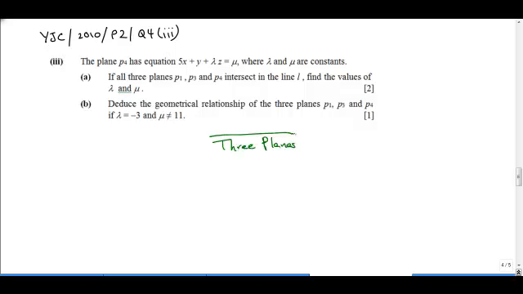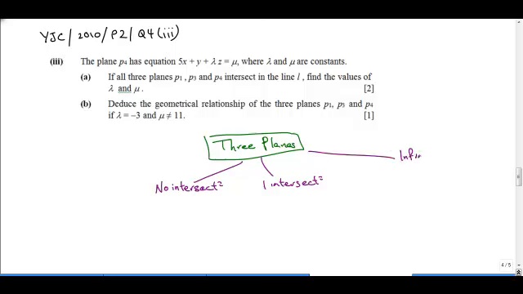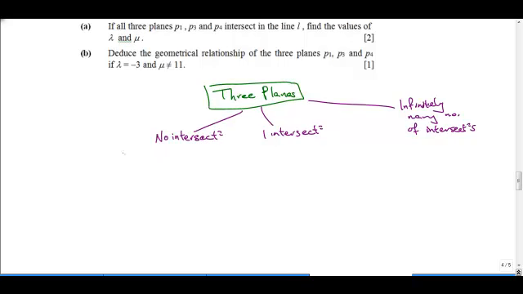the relationship between three planes, there are three cases. The first case is where there is no intersection between the three planes at all. The second case is that there is only one intersection. And the last case is when there is infinitely many number of intersections, in which case it is a line of intersection.